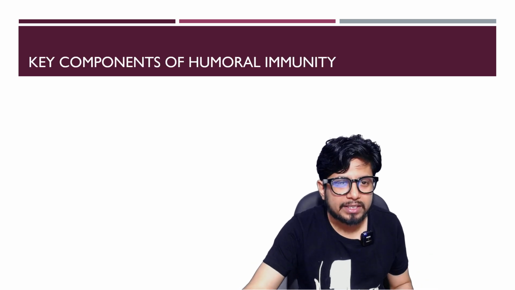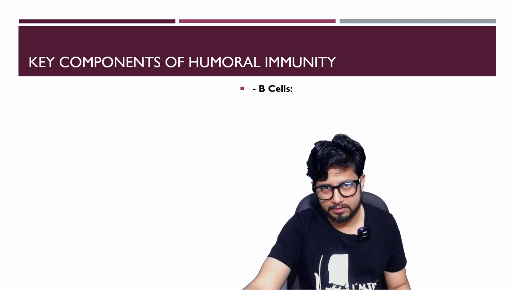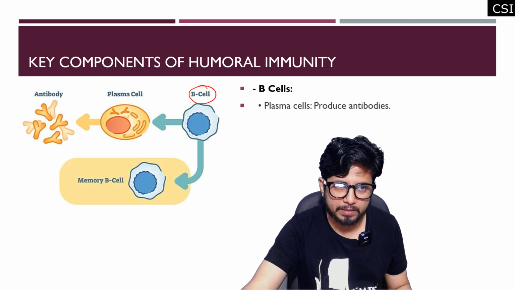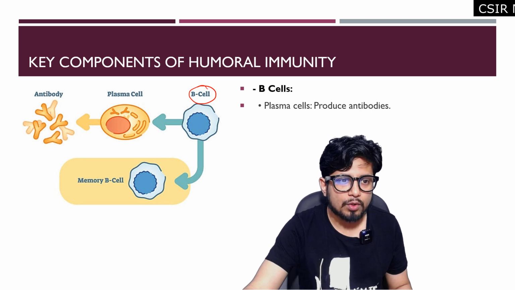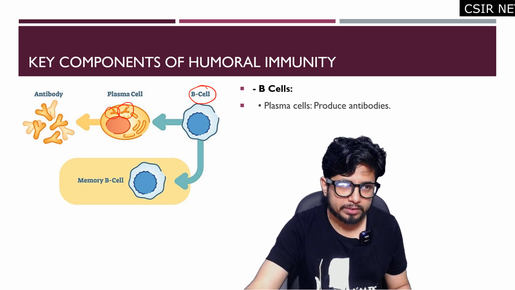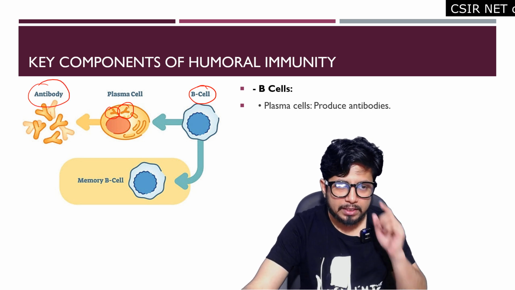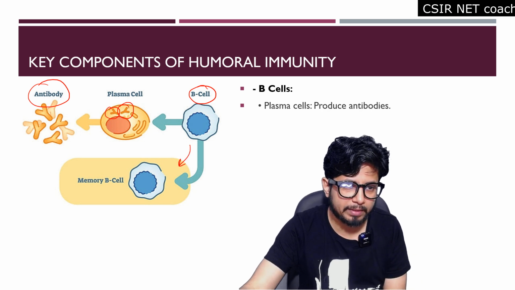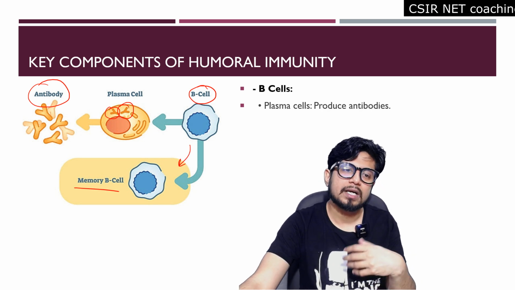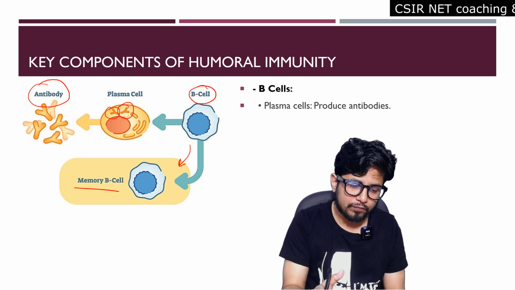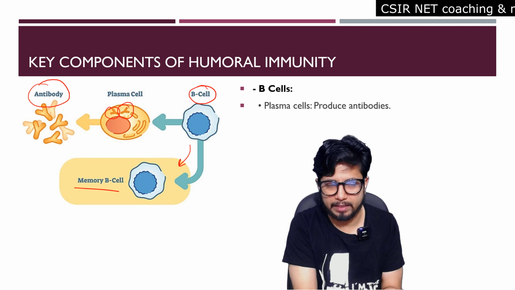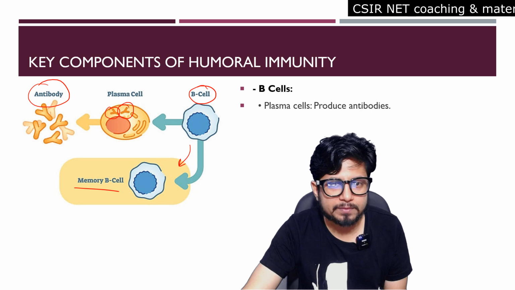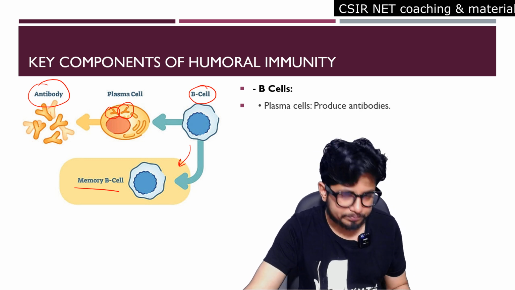Now the key components of humoral immunity are B cells and plasma cells. The B cells are converted to plasma cells. Plasma cells are a modified version of B cells which are capable of producing antibodies. Some of these B cells convert themselves to memory B cells. Why? Because memory B cells have the memory of the antigen they encountered for the first time, and based on that antigen they develop their antibodies. So plasma cells produce the antibodies here.